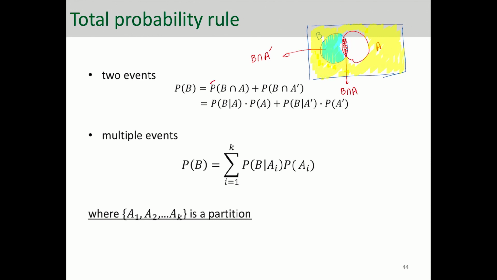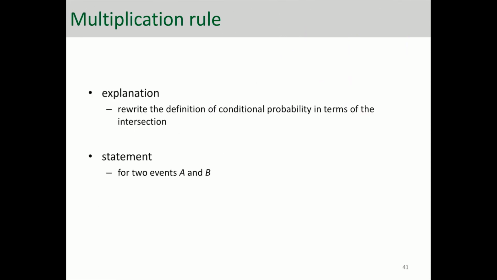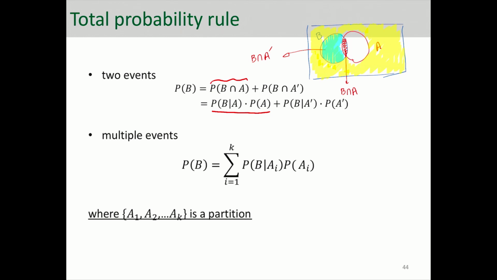But what you can do is further expand each of these using the multiplication rule. So the probability of B intersection A can be the probability of B given A times the probability of A. And that is based on the multiplication rule. If you go back a few slides, the multiplication rule says the probability of A intersection B is equal to the probability of A given B times the probability of B, and that's coming from the conditional probability. Now, we can further expand either of those two terms, and this is called the total probability rule. And this rule is also applied when you have more than two events.